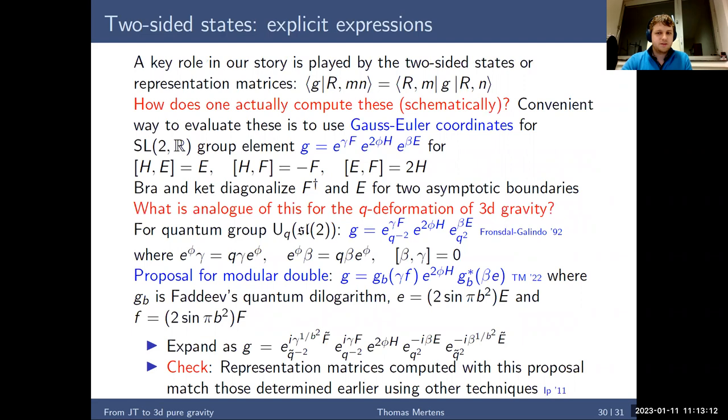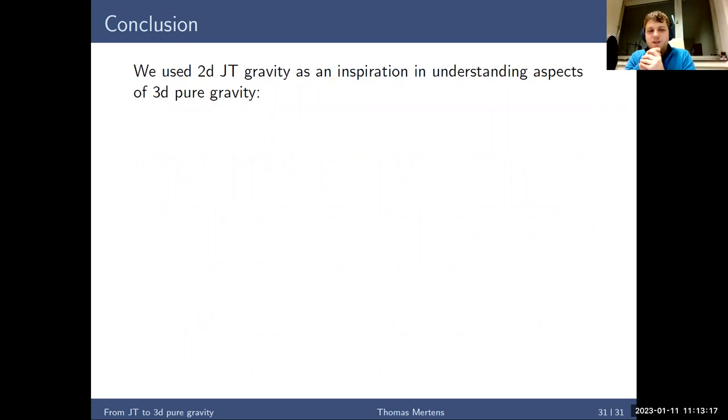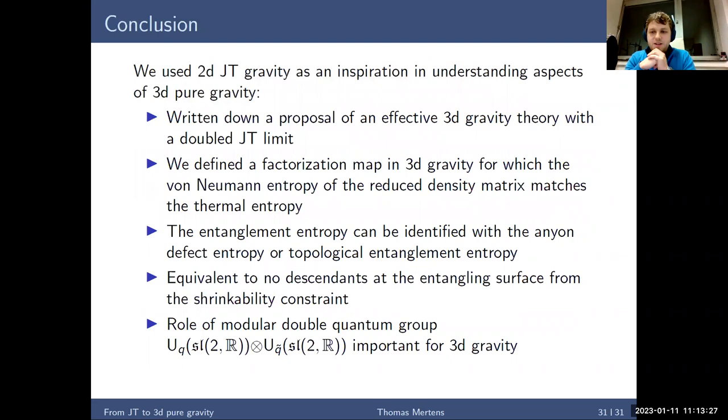Okay, so to conclude this talk, I used 2D JT gravity as an inspiration in understanding some aspects of 3D pure gravity. I tried to build 3D gravity in a way that parallels the JT story. In particular, I've written down a proposal of an effective 3D gravity theory that has a doubled JT limit. And then we defined a factorization map, again inspired by the JT case. We defined a factorization map in 3D gravity for which the von Neumann entropy of the reduced density matrix matches the thermal entropy. And I argued physically that this entanglement entropy that we are computing can be identified with the anyon defect entropy in TQFT language or with the topological entanglement entropy.